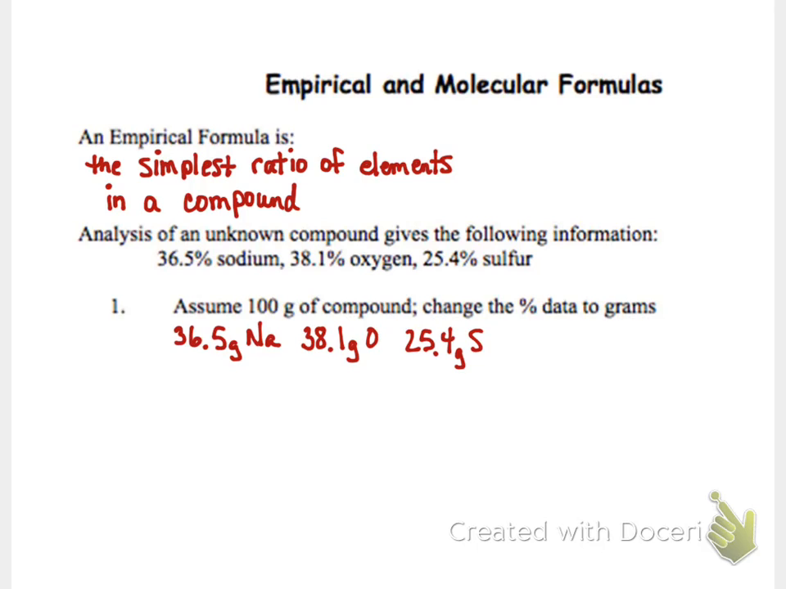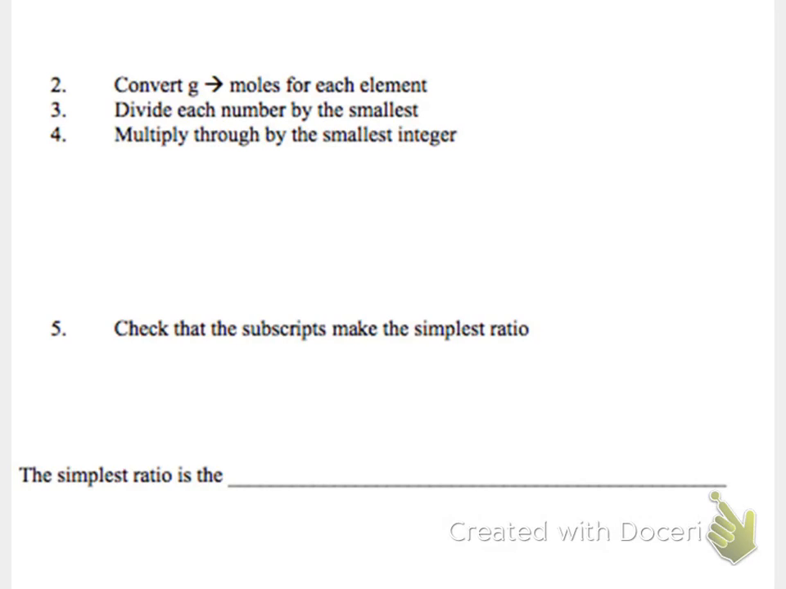So then we would write 36.5 grams of sodium, 38.1 grams of oxygen, and 25.4 grams of sulfur. Now that we have the grams, we can then figure out the moles. So in the next steps, we're going to convert from grams to moles for each element using its molar mass. That's the next step.